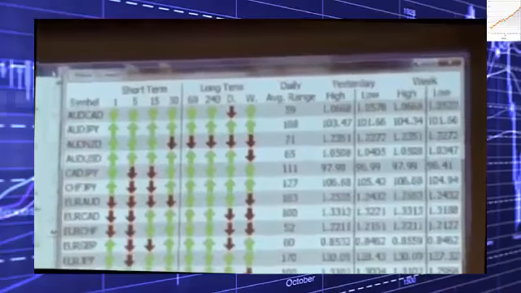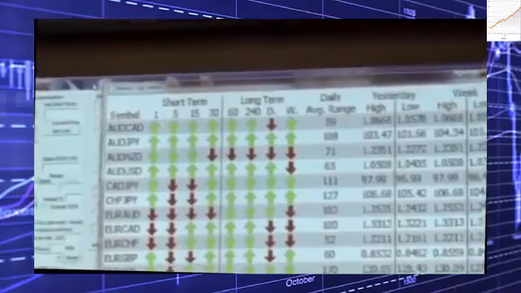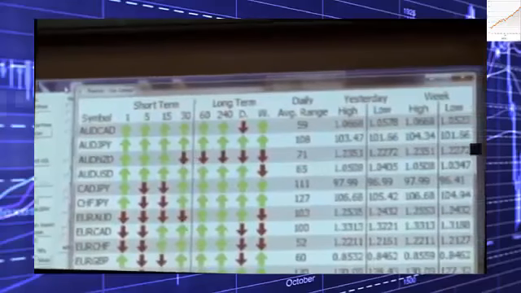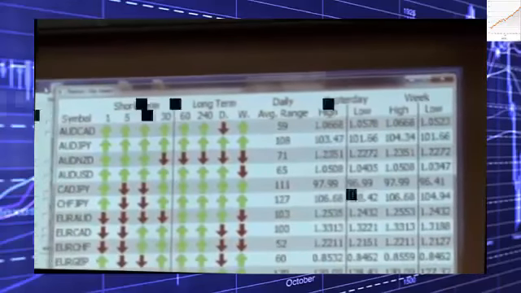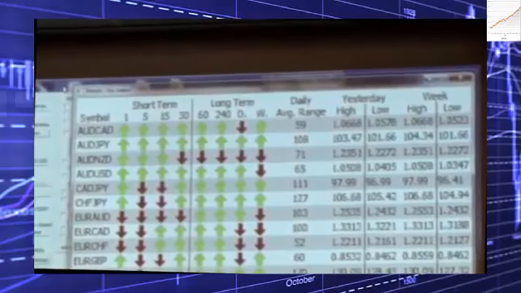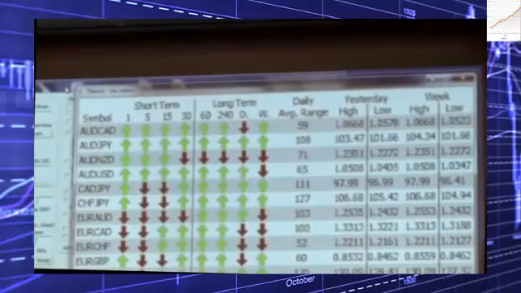What you see up on top is the different time frames. 1 minute, 5 minute, 15, 30, 60, 240, daily, weekly. These are the different pairs, currency pairs. And what you see is an arrow. And it's a trend chart, or basically we call it the trends window.